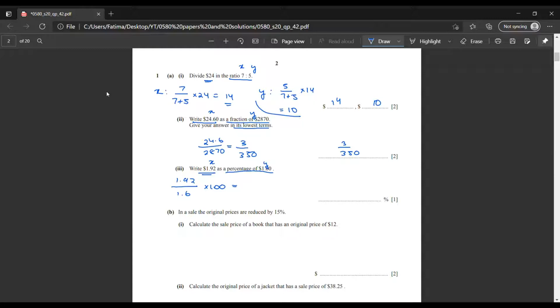And that is 120. This makes sense that it's above 100 because our x, or our numerator, is a lot greater than our y value, or our denominator. So it makes sense that x would make more than 100% of our y value. Therefore, 120.